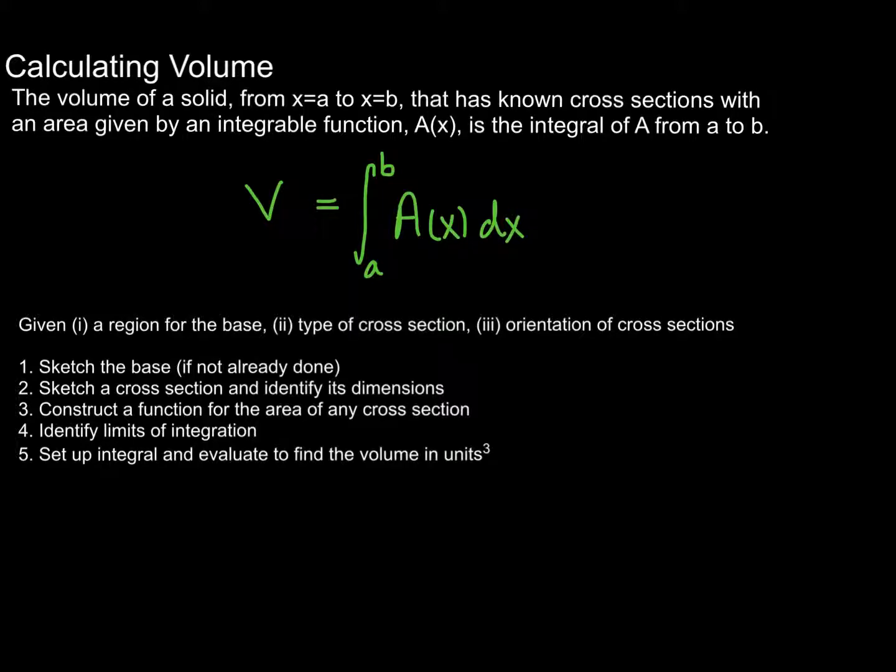Alright, so calculating volume. The volume of a solid from x equals a to x equals b that has known cross sections with an area given by an integrable function, A of x, is simply the integral of A from a to b. In other words, this equation here. So the volume of a solid is the integral from a to b of A of x dx. Go ahead and copy this down, and there's a couple of things that I want to mention.